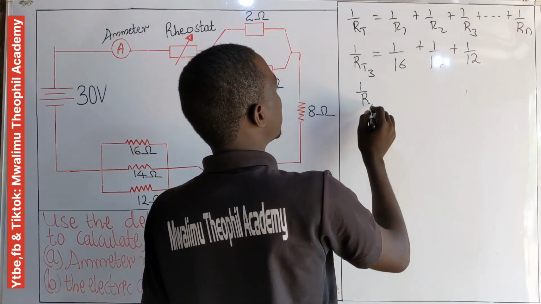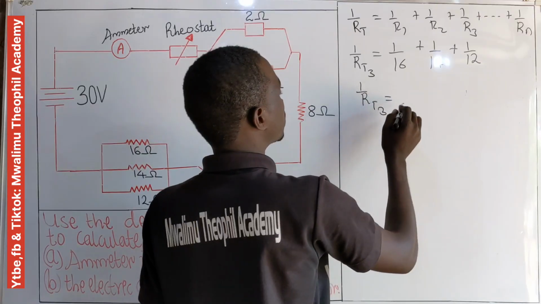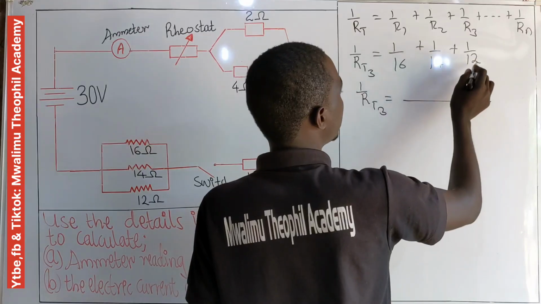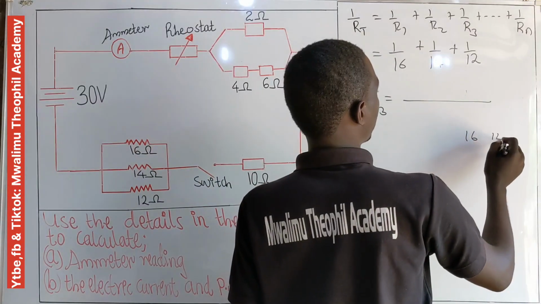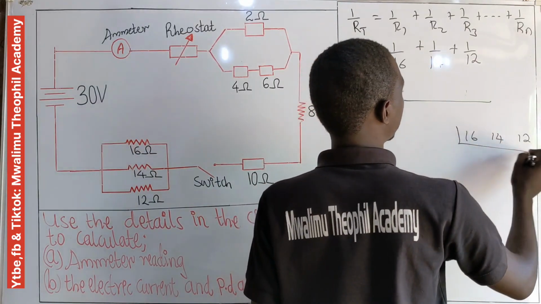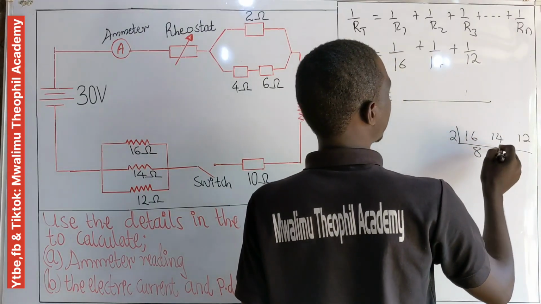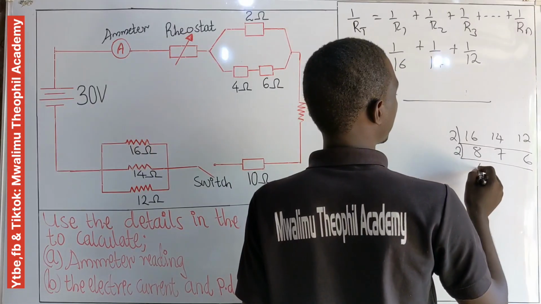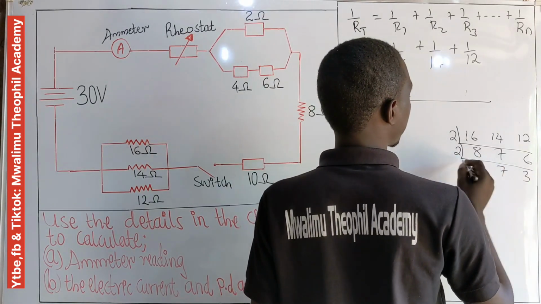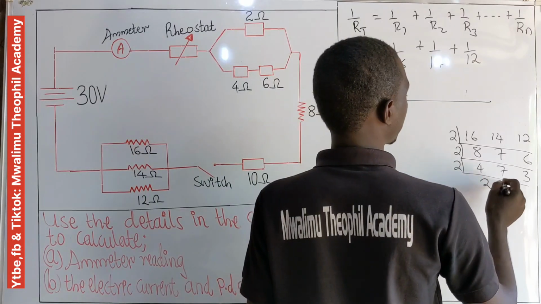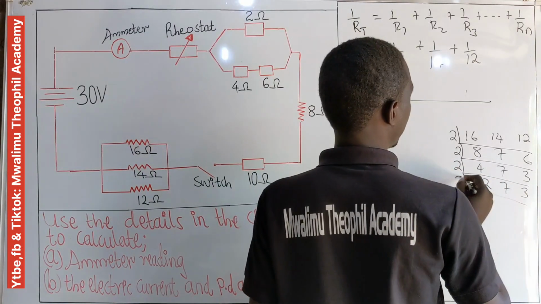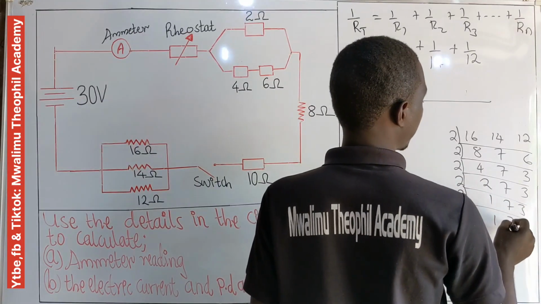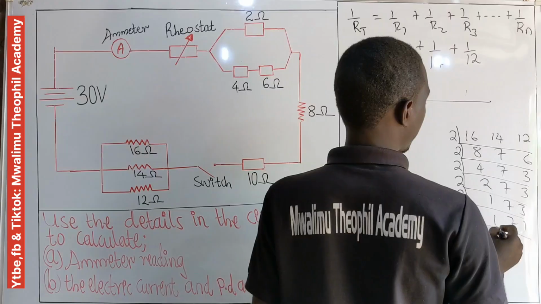1 over R total 3 will be equal to, now let's find out the LCM of 16, 14, and 12. Dividing by 2: 8, 7, 6. By 2: 4, 7, 3. By 2: 2, 7, 3. By 2: 1, 7, 3. By 3: 1, 7, 1. By 7: 1, 1, 1.